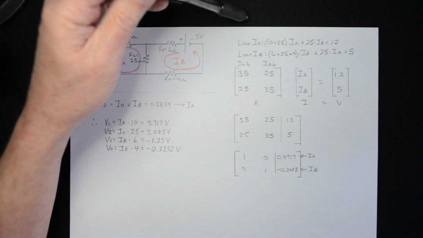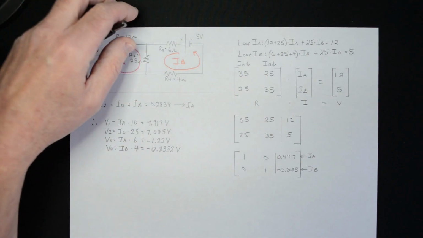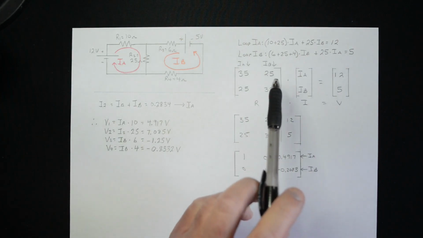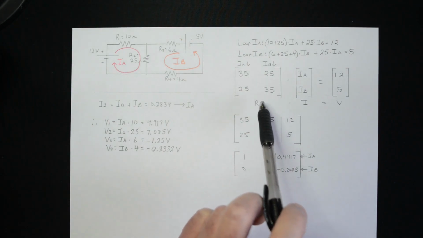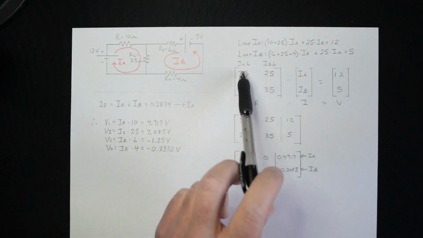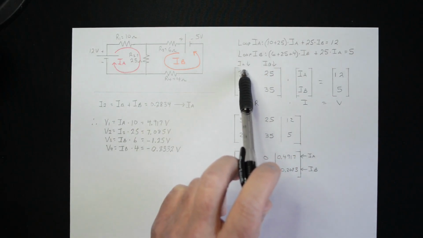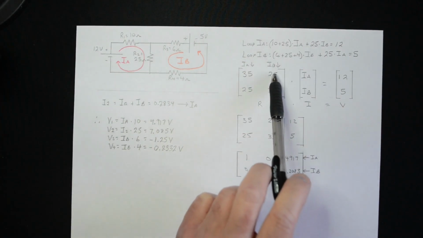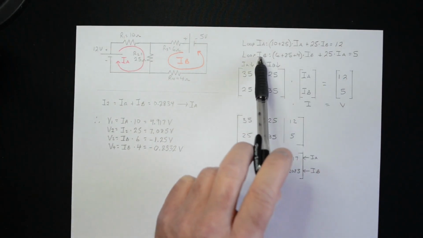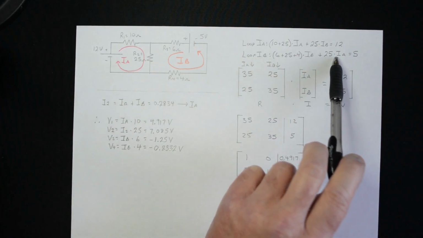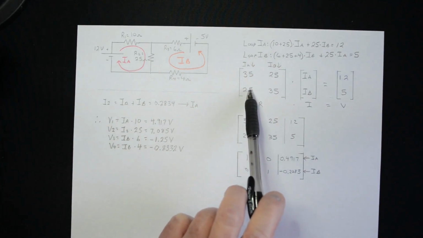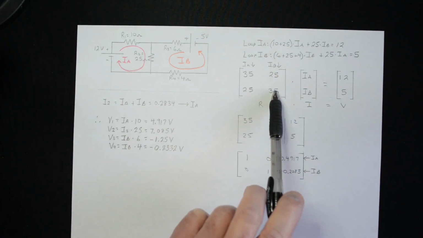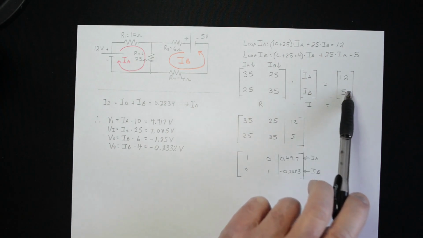So you've got a bit of a different look from the previous couple examples I gave you. But still, just straightforward. So you put them into your matrix, R times I equals V. Here you just have to remember all your IAs stack up. So it's 35 plus 25, that will equal 12. And then IB, you have to put your IA first. So it's 25 IAs, that's positive, plus 35 IBs, and that equals 5 volts.